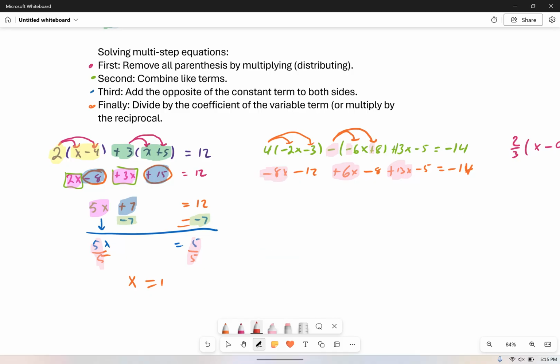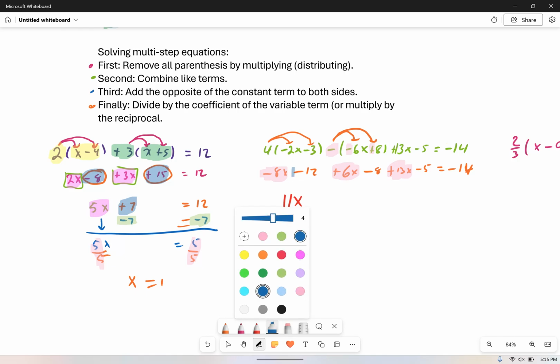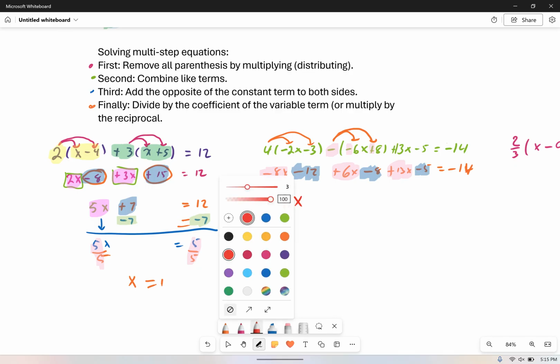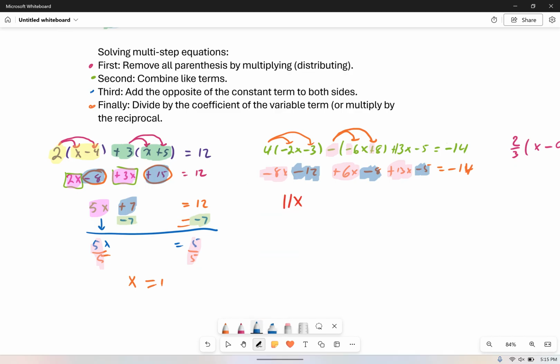So -8 plus 6 is -2. And -2 plus 13 is 11. So I got 11x. And then I'm going to combine -12 and -8, which is -20, and then -5, which gives me a -25. Ooh, I hope this problem works out nice. So I said -25 equals -14. Need to add the opposite, positive 25. Ooh, it is going to work out. I'm going to add positive 25 to both sides, and I bring down my 11x.